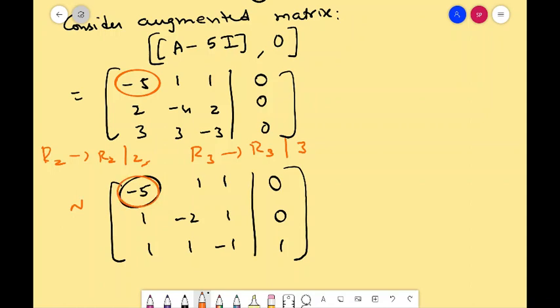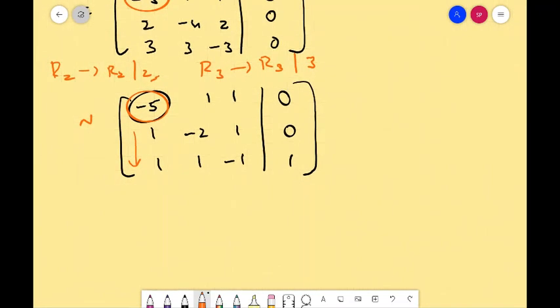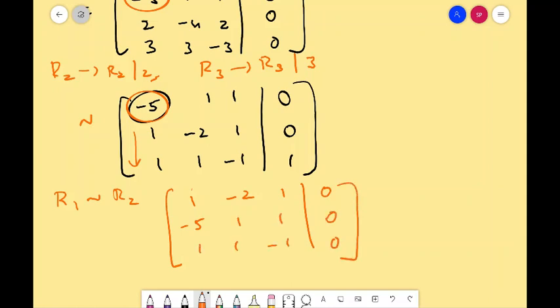Now this is the pivot position. Instead, I can do one more thing: interchange R1 and R2, which will be easy. So I will get 1 minus 2, 1, 0, and then minus 5, 1, 1, 0, and then 1, 1 minus 1, 0.